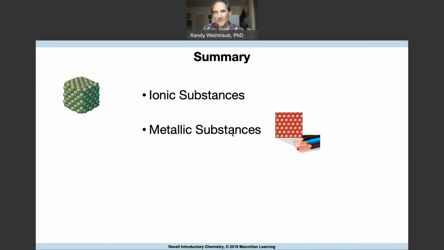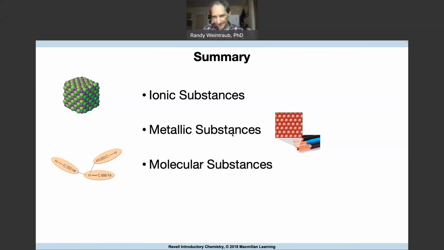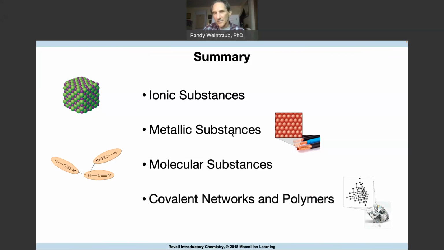Molecular substances are composed of discrete molecules, and their melting point and boiling point depend on the forces between the molecules, these intermolecular forces. Finally, covalent networks are polymers that have a sequence of covalent bonds resulting in huge molecules.